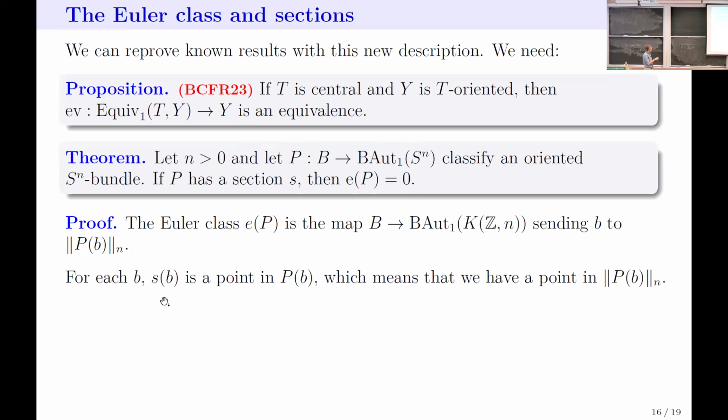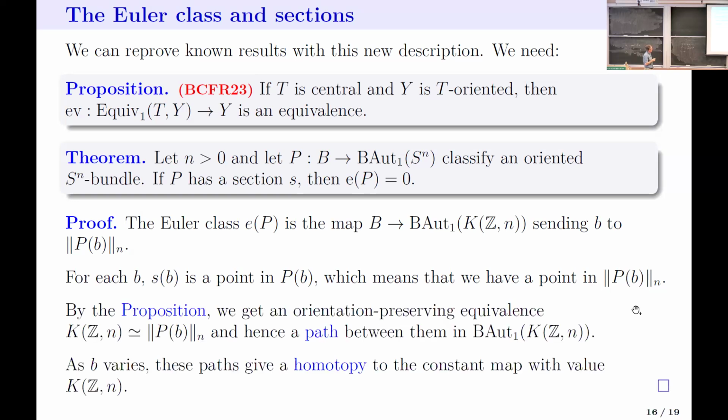Having a section means that I have an element of p of b for each b. That's what my section is. But since I have a map from p of b to its truncation, I also have a point in this Eilenberg-Mac Lane space here, this KZN. But by the previous result, once I've got an element of that torsor, I get a particular equivalence between KZN and that KZN torsor, or that KZN oriented space.